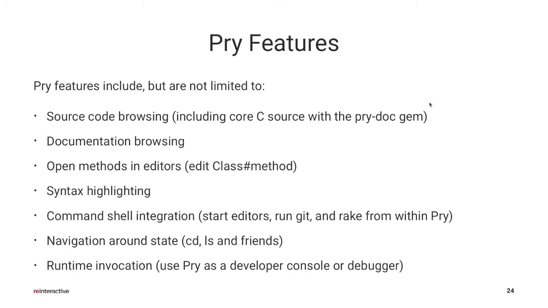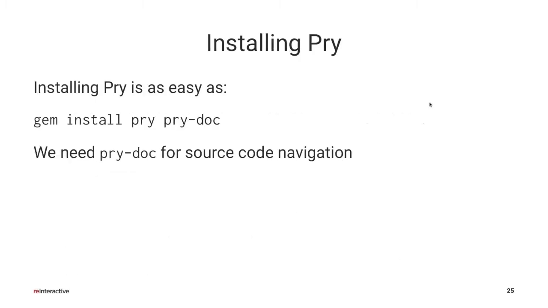What we're going to focus on today is the source browser. I'm going to try to go through everything: the source code browser, documentation, the navigation around state, runtime invocation. So how would we install Pry? Installing Pry is easy. You just run gem install pry and pry-doc. Pry-doc is necessary for the source code navigation.